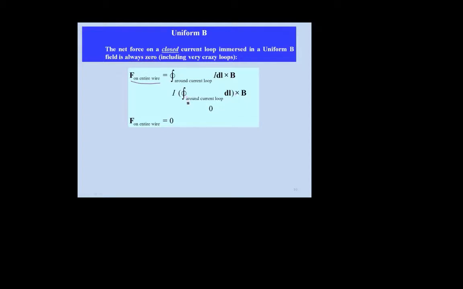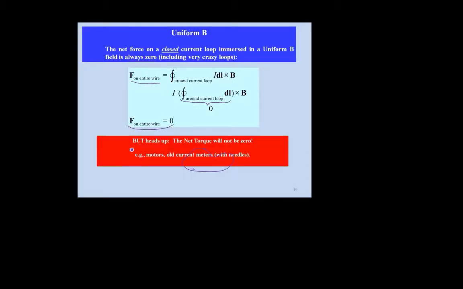We basically have the integral of dl around the current loop. Okay, so here's the current loop, and you take all the dl's and you go around the loop and add up all those dl's, you're going to get zero because you end up at the same place as you left. And for every one here, there's another one somewhere that's going this way that will cancel it. So I think you see then that this is equal to zero, so you conclude then that the force on the entire wire is equal to zero.